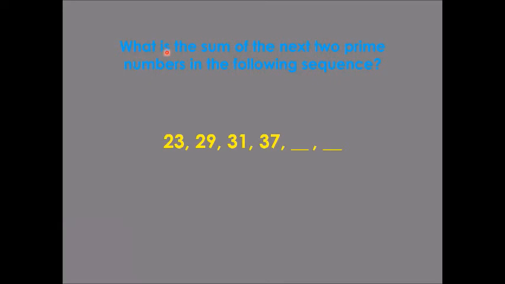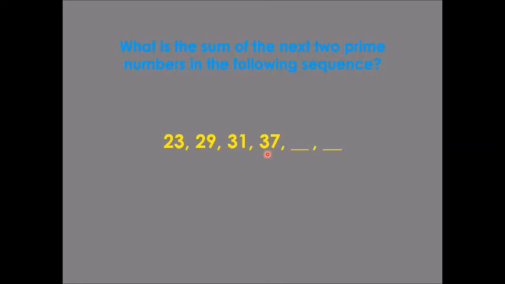So it says, what is the sum of the next 2 prime numbers in the following sequence? I can go through and say, well, 23 is a prime number, then 29, 31, 37. So I can talk through them at this point. We know the next number after 37 is 38, but we know that ends with an 8. Therefore, it's a multiple of 2, so it's got at least 3 factors, making it not a prime number.